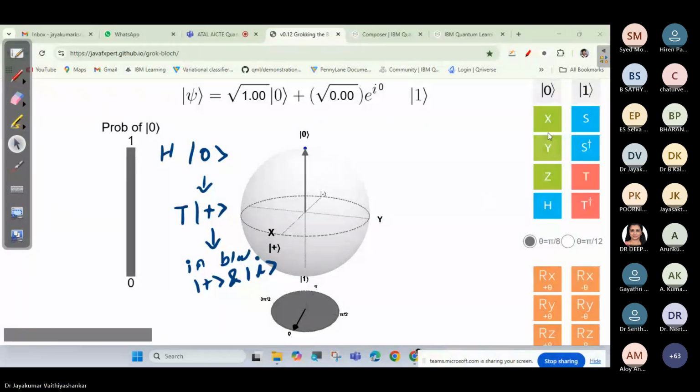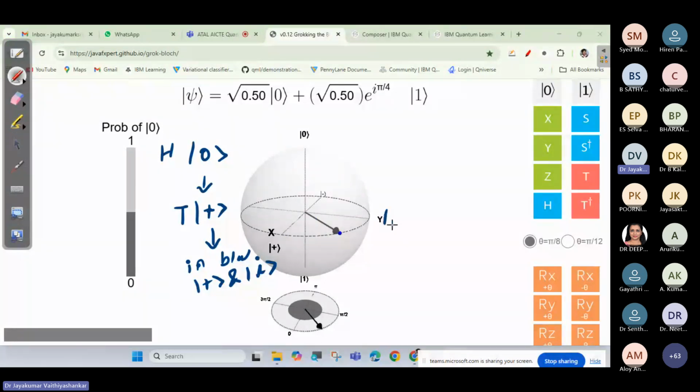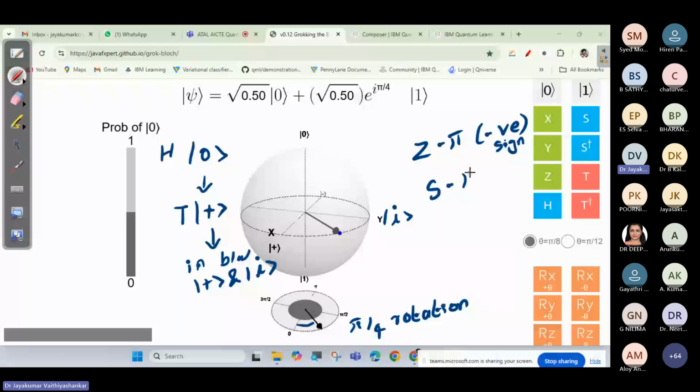So I will show you. Click 0, click Hadamard, click T gate. It will go in between your positive state and this I state. So it will introduce pi by 4 rotation in your phase. Okay, so Z gate is pi rotation, it will change sign. What will S gate do? It will do pi by 2 rotation. What will T gate do? It will do pi by 4 rotation. So note this down.